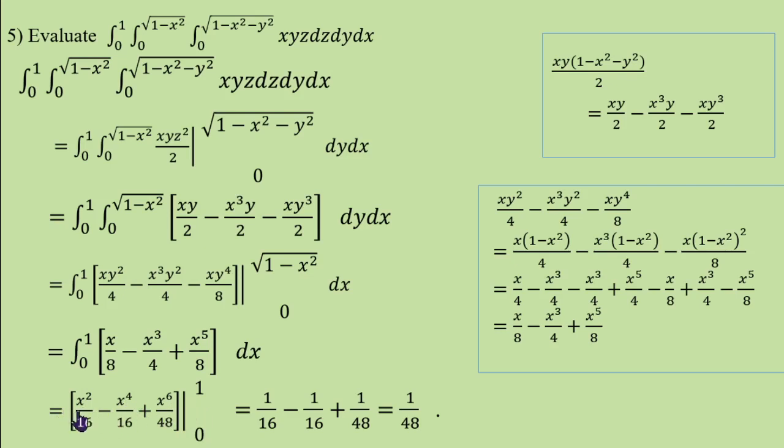Therefore, x power 2 or 1 power anything is 1. Therefore, it is 1 by 16 minus 1 by 16 plus 1 by 48. Cancel these two. So, the term remaining is 1 by 48. Therefore, the value of this triple integral is 1 by 48.